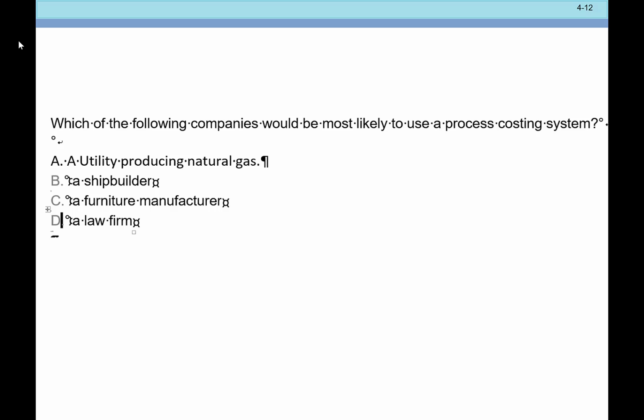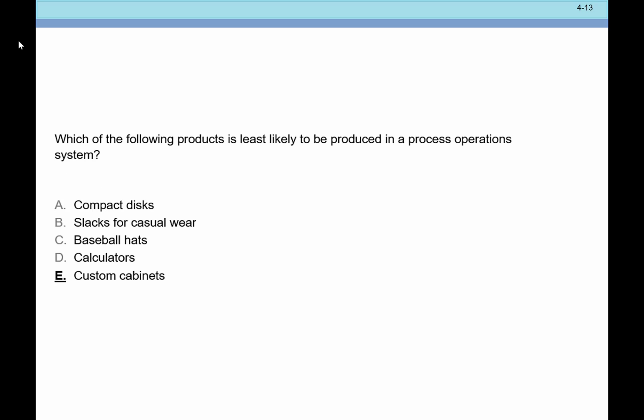Okay, good. Which of the following products is least likely to be produced in a process costing operation? Well, now it's items that are what? Unique items are not going to be in process costing, right? So this is sort of the inside out version of the last question. Okay? So what happens? Compact discs.